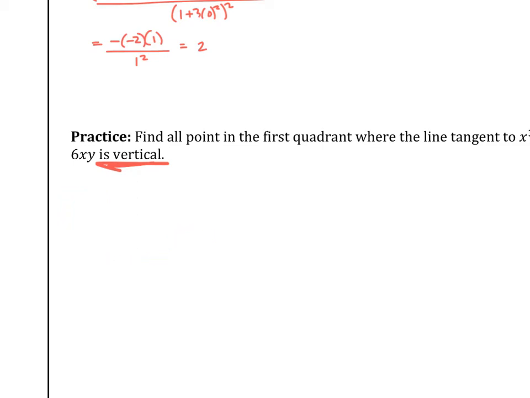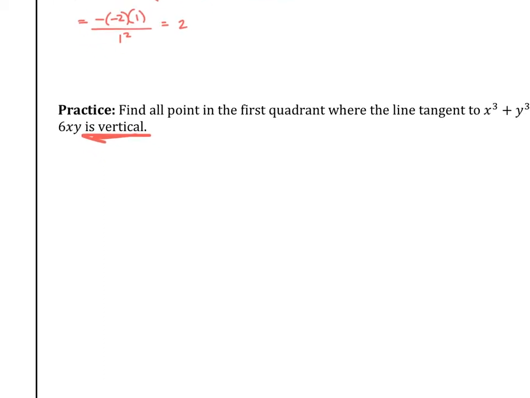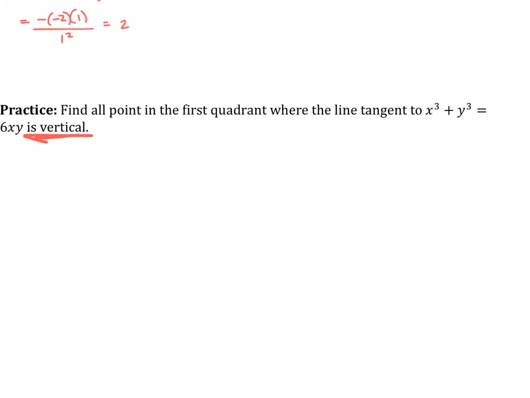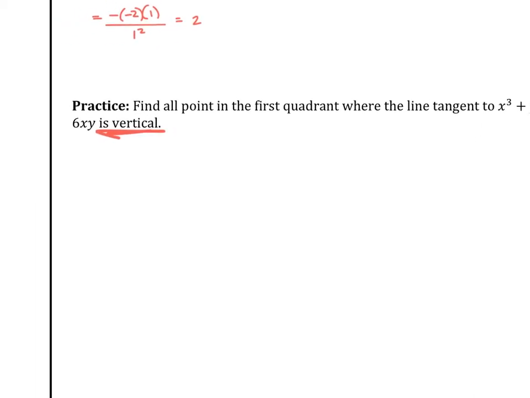That implies that the derivative is undefined. So if you want to figure out where the tangent is vertical, you have to take the derivative and then figure out where the derivative is undefined. That means you don't need the second derivative, you just need the first derivative. So let's have you find the derivative, and then let's come back and solve this one together.